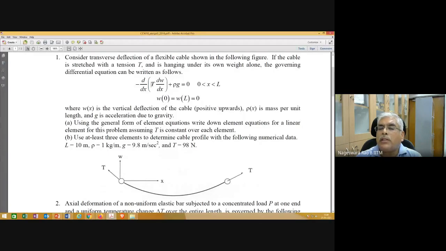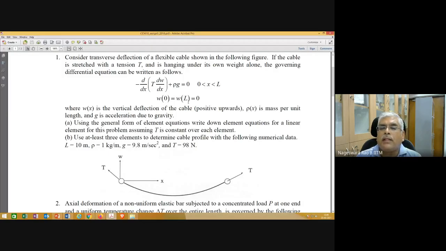This T here, capital T, is taking the position of K in your generic form, and P is 0, Q is nothing but rho times G. Q is rho times G, and two essential boundary conditions are specified. Both boundary conditions are essential, so alpha and betas are all 0. So with that, you go to the element equations for the generic form and substitute this information, you get the element equations.